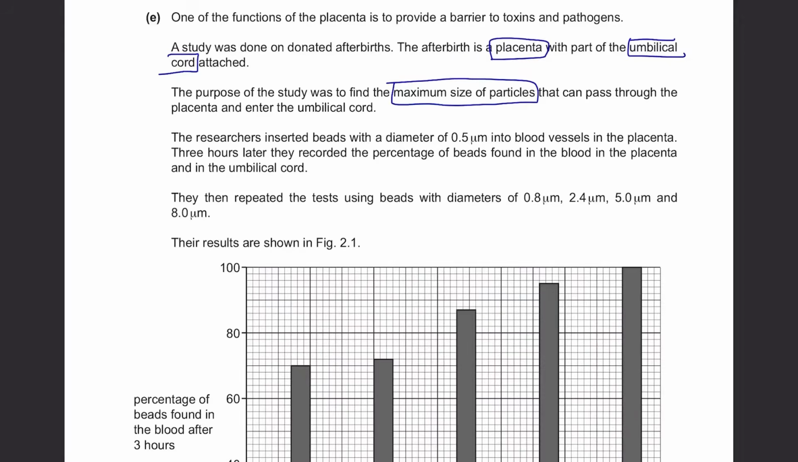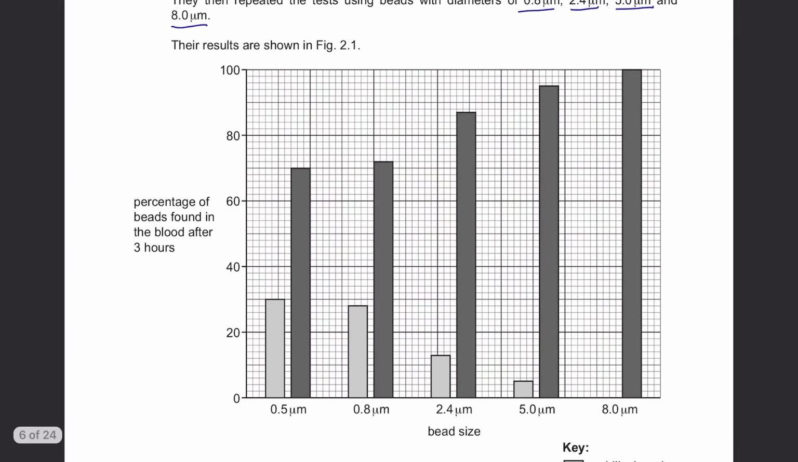enter the umbilical cord. The researchers inserted beads with a diameter of 0.5 micrometers into blood vessels in the placenta. 3 hours later, they recorded the percentage of beads found in the blood in the placenta and in the umbilical cord. They then repeated the tests using beads with diameters of 0.8 micrometers, 2.4 micrometers, 5.0 micrometers, and 8.0 micrometers. The results are shown in figure 2.1.